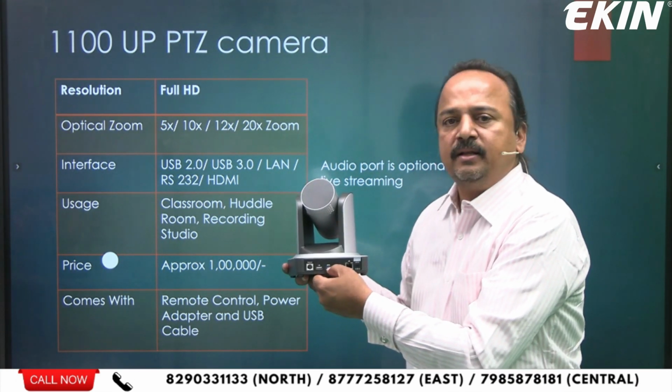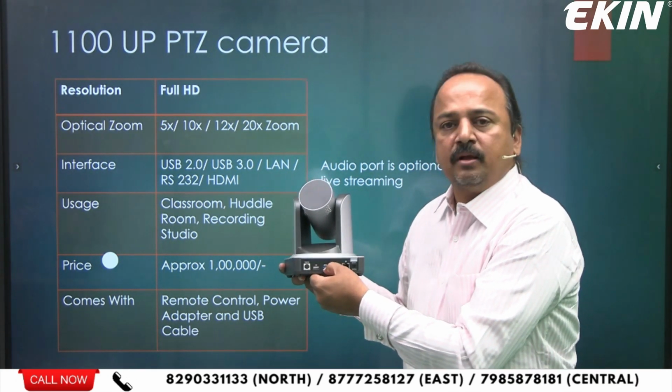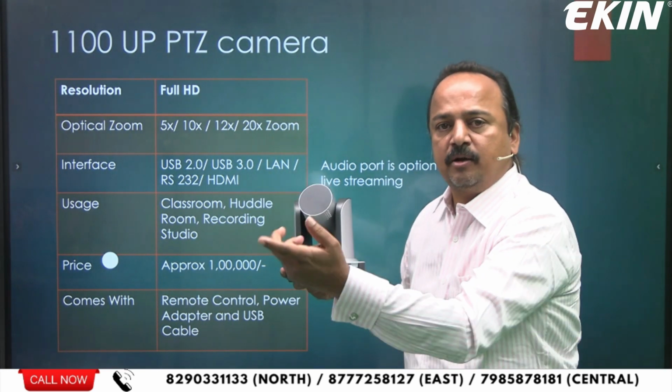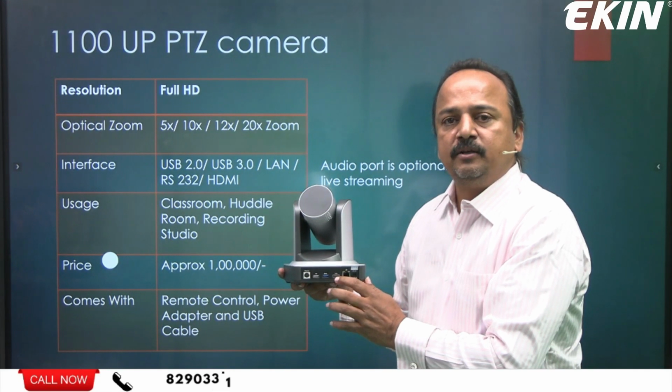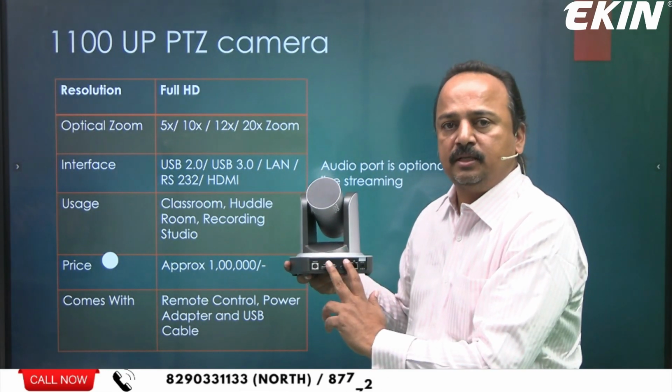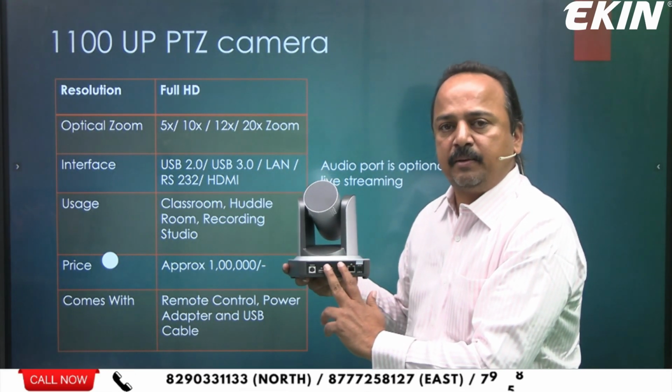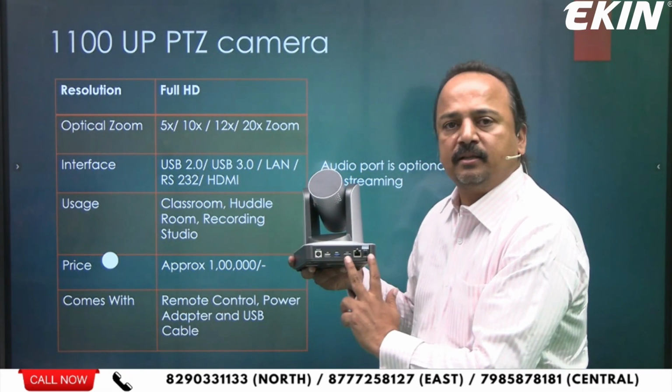So you can have this USB 3 connected to the computer. At the same time, HDMI out can also be given to a TV. So these interfaces can be used simultaneously. So this is the camera.